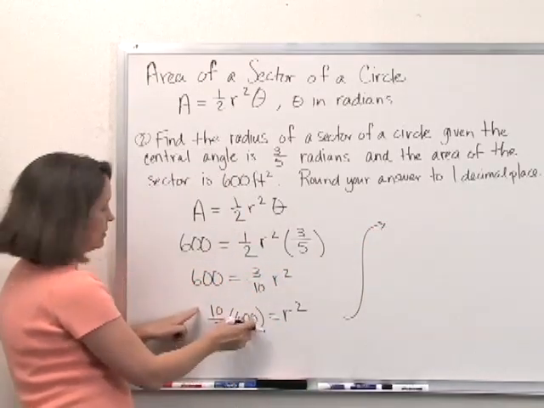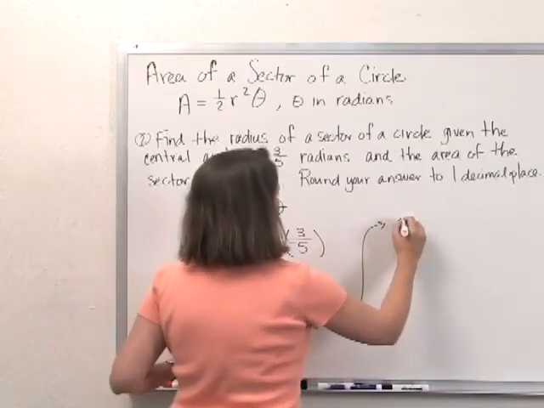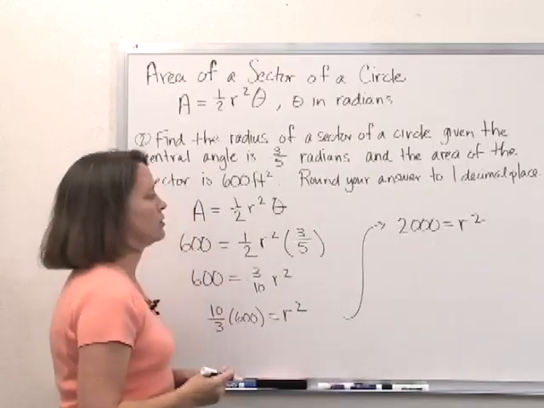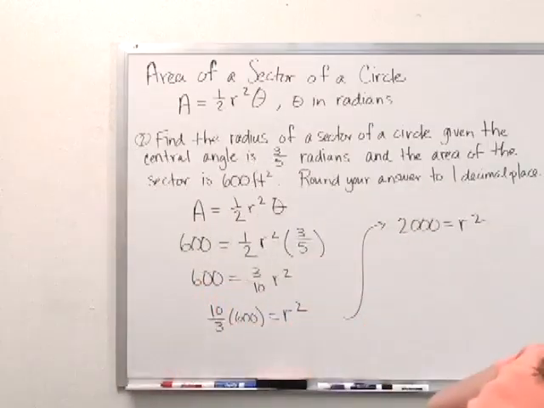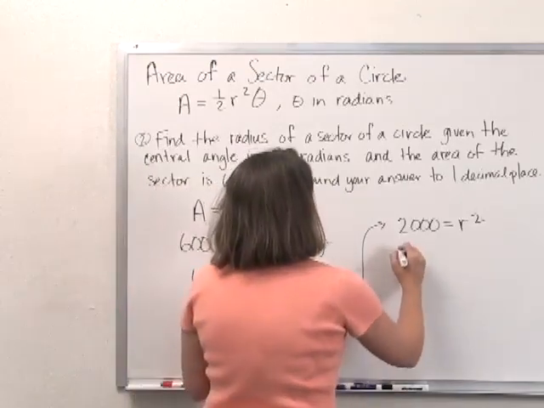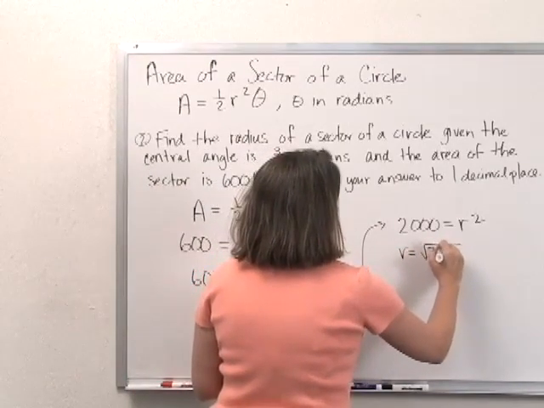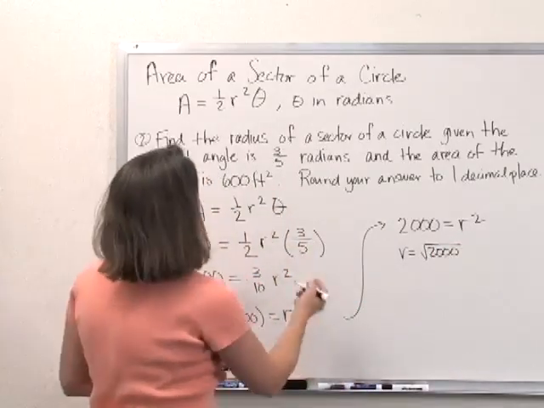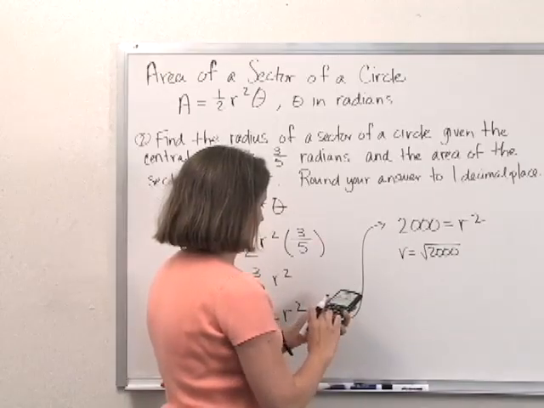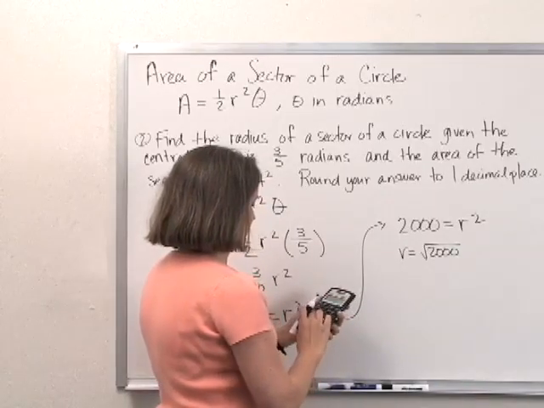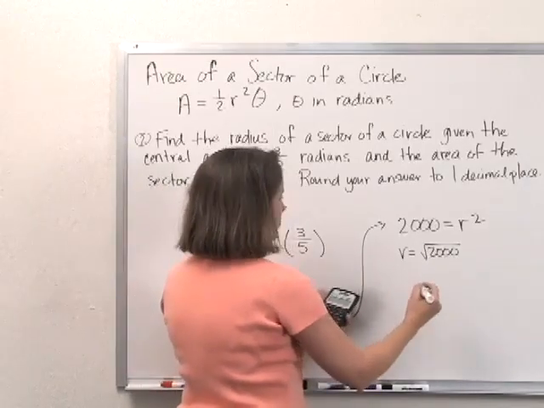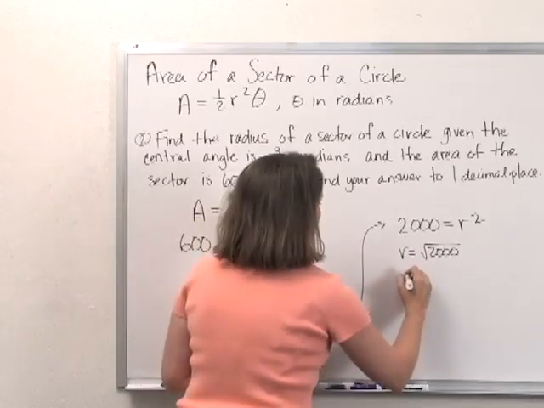10 times 600 is 6,000. Divide that by 3, so we have 2,000 equals r squared. Now that's not a perfect square, so I'm going to grab my calculator so we can approximate it. R is going to be the square root of 2,000. Certainly going to be a positive number because it's the radius of our circle. The square root of 2,000 is about 44.7 rounded to 1 decimal place.